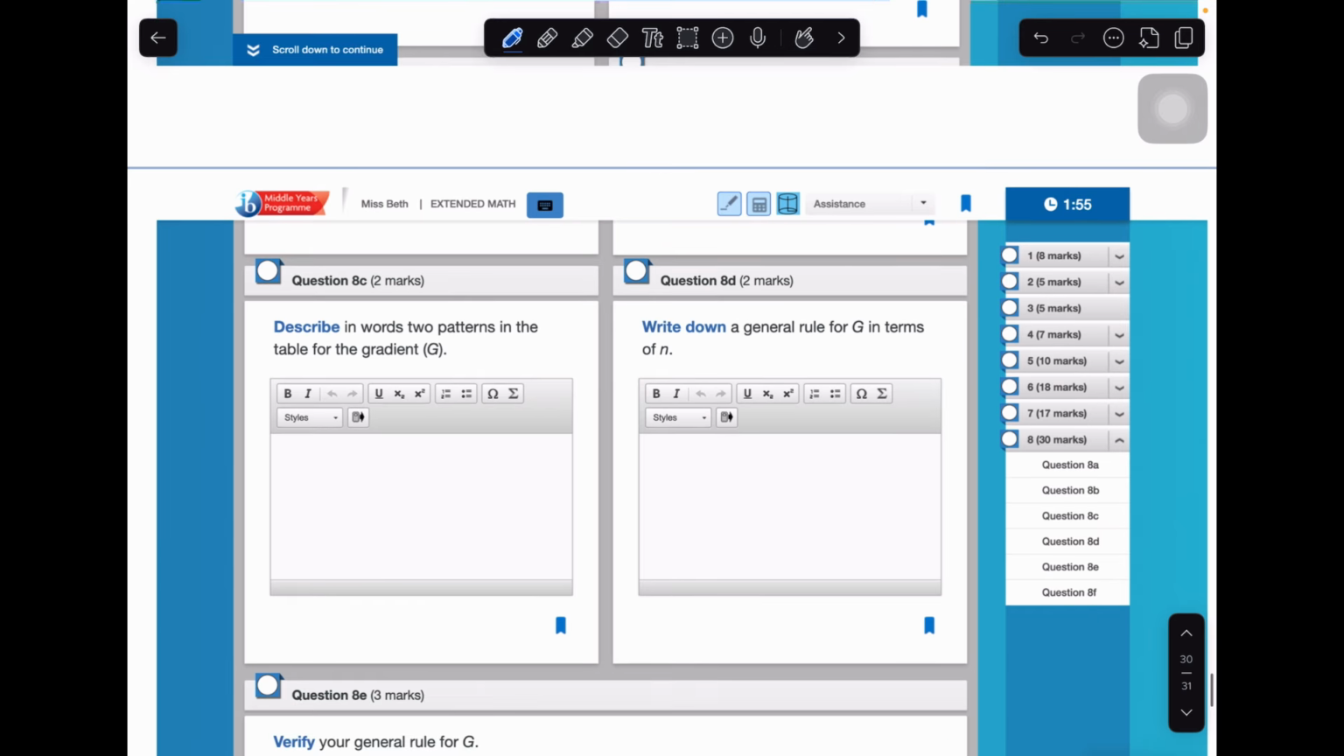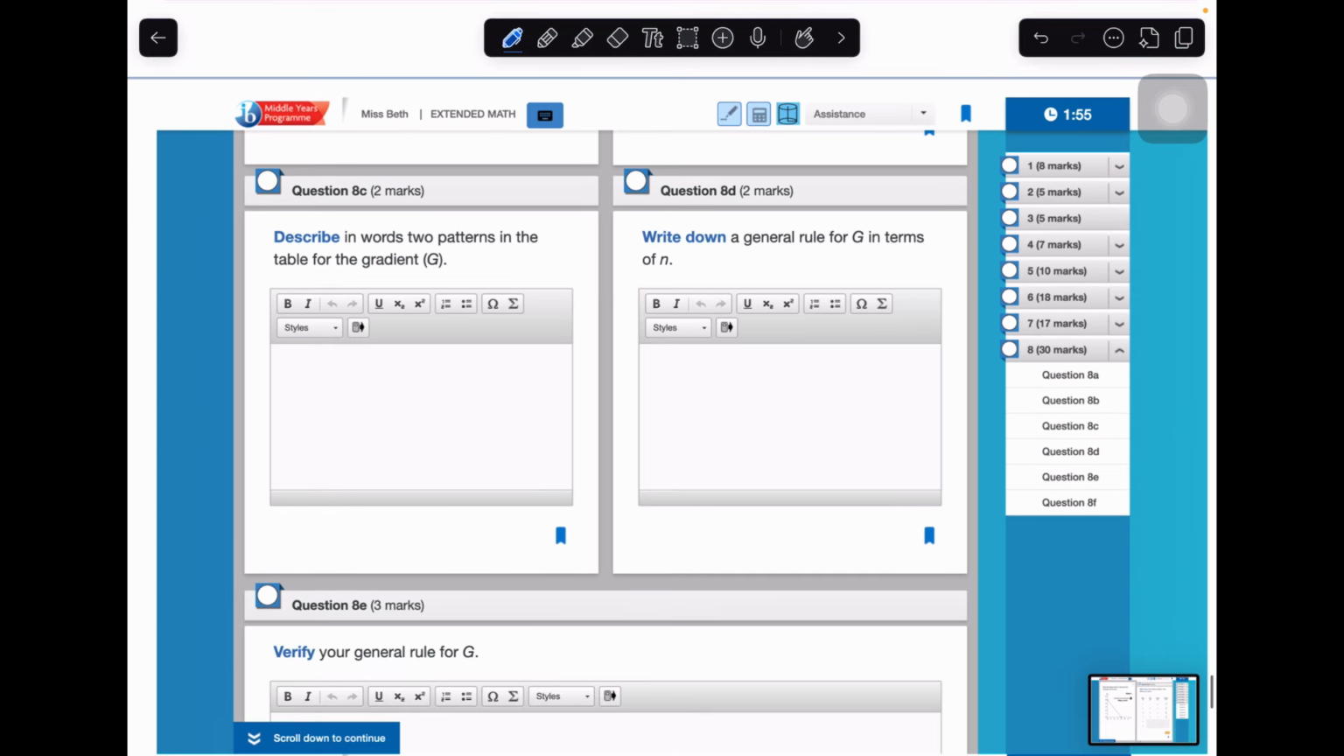Okay, describe in words 2 patterns in the table for the gradient. So 2 patterns, okay? Here it's quite nice because you've got a numerator and a denominator. So you can just say numerator decreases by 1, and the denominator increases by 1. Okay. What else could we say?